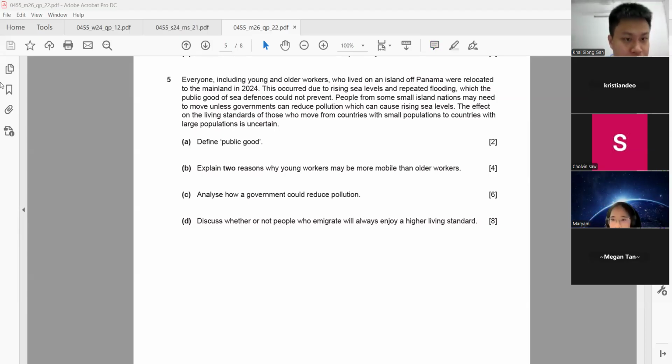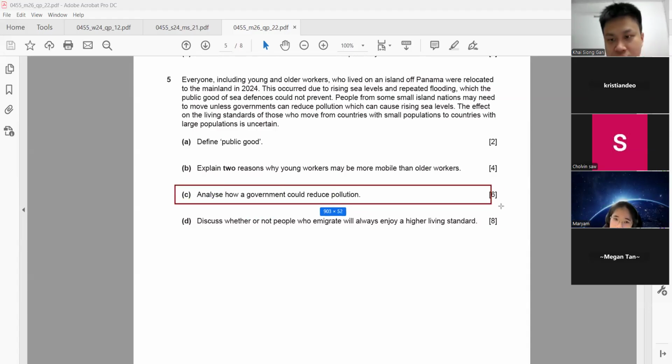Okay, I remember in the previous lesson, question C is not answered yet. Analyze how a government could reduce pollution. I must say, this kind of question is getting more and more popular in your recent papers. Do you know why? Because nowadays we keep talking about sustainability, environment, pollution. So, if you look into the recent papers, you can come across questions that may ask you about how to achieve sustainability or to reduce pollution. So this kind of question can be quite common recently.